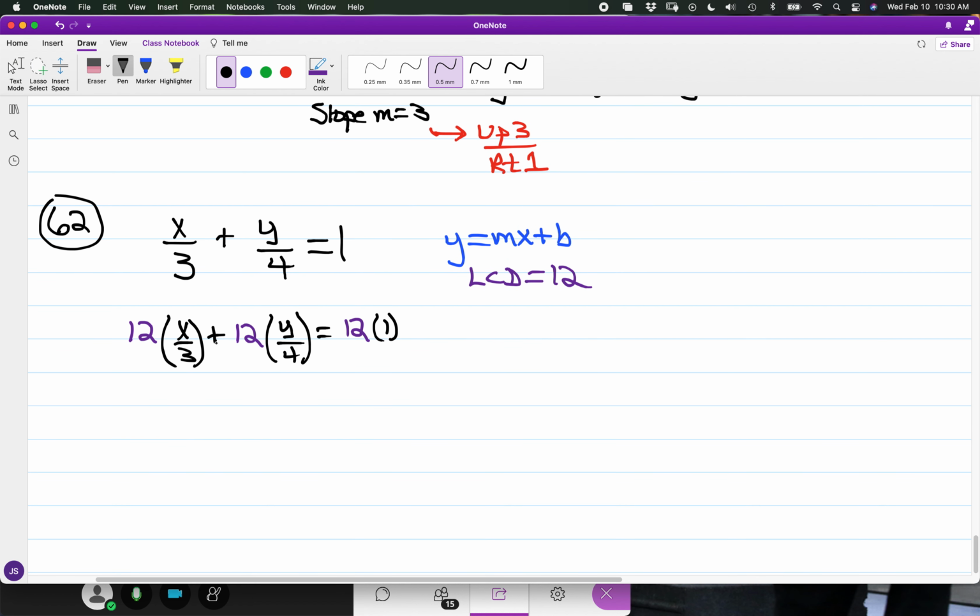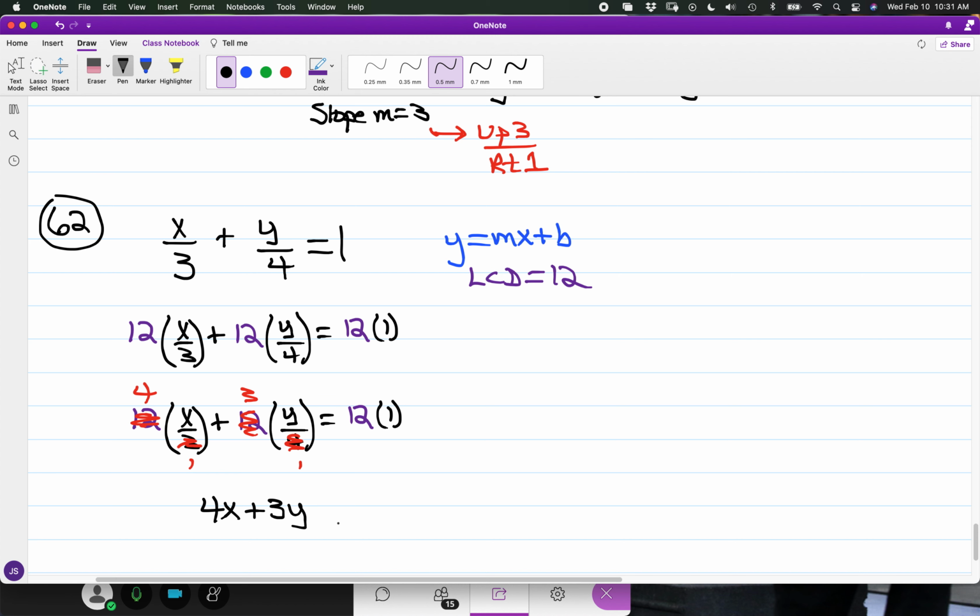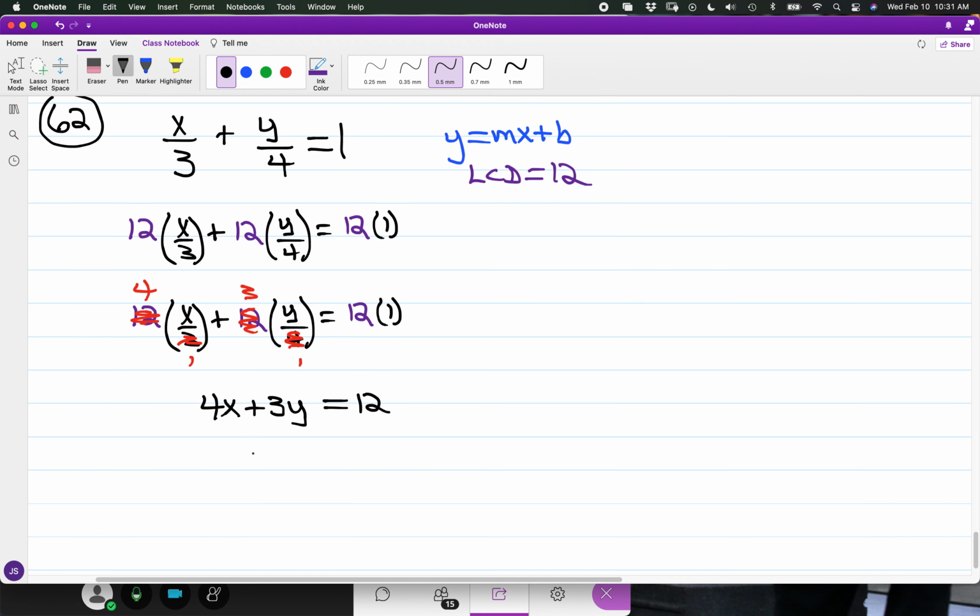So for 12 times x over 3, we have 3 will go into 12 four times. And 4 will go into 12 three times. So in the rewrite, we're going to have our standard form adjusted to 4x + 3y = 12. And then we have in isolating the y term.